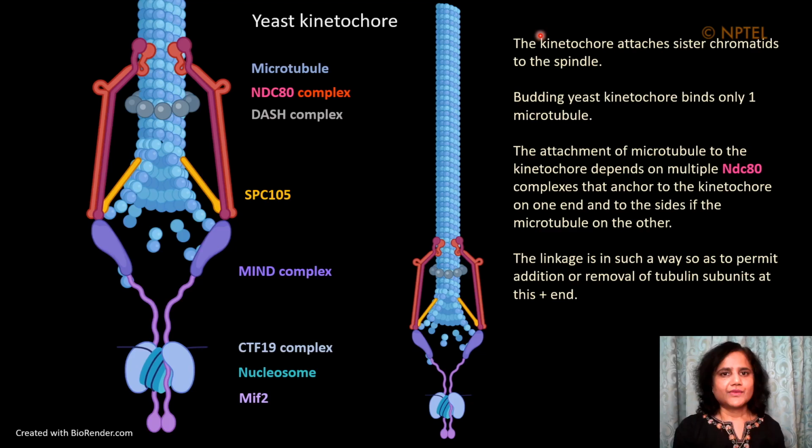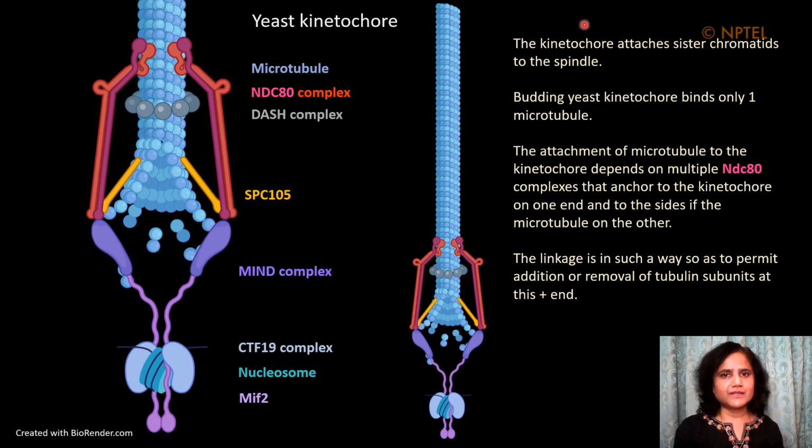Okay, so this linkage is there, but it is being made in such a way that there can still be addition or removal of tubulin subunits at this plus end of the microtubule. There are also many other centromere-proximal proteins that are shown here. There's this centromere-specific nucleosome protein that binds specifically to the centromere, known as MIF2. And also one of the complexes is the CTF19 complex. And of course, there are various other kinetochore proteins.